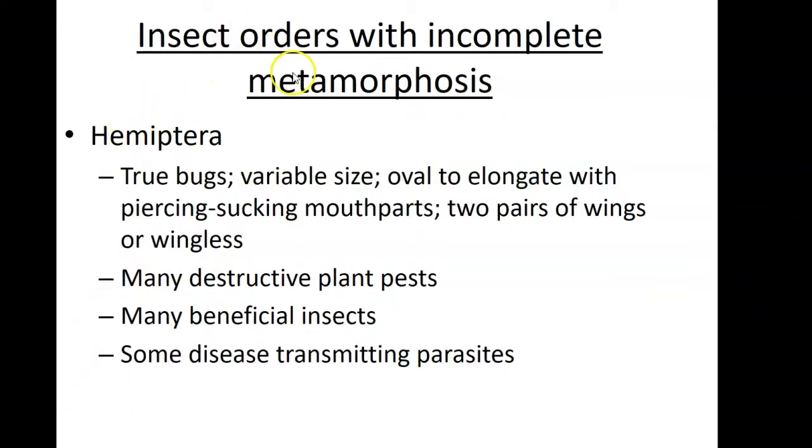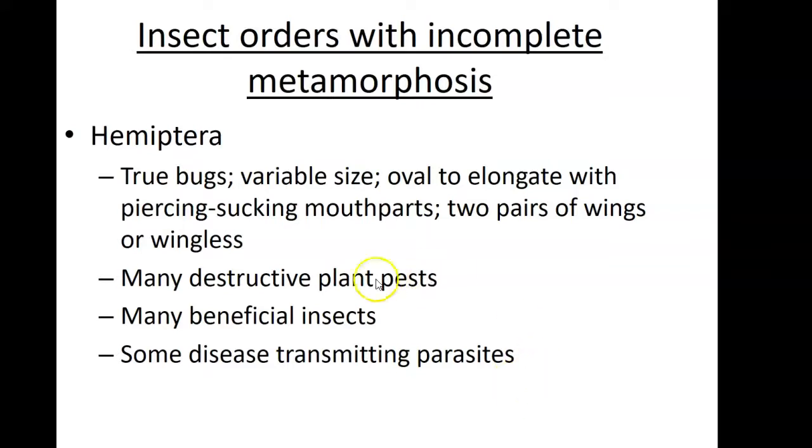So let's go ahead and finish up with the incomplete metamorphosis, the Hemiptera, or the true bugs. We talked about them a little bit yesterday. They are variable in size, oval to elongate, with piercing, sucking mouth parts and 2 pairs of wings. It's called Hemiptera because the wing comes halfway down their back as a hard wing, and then it's clear at the end. So Hemiptera means half wing.